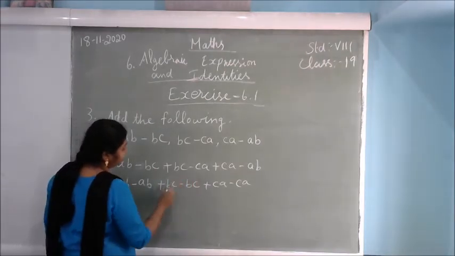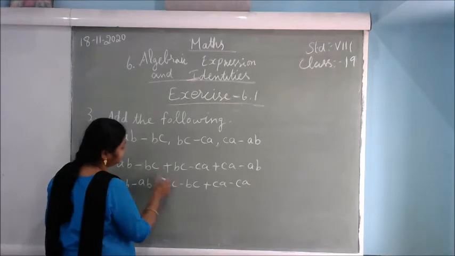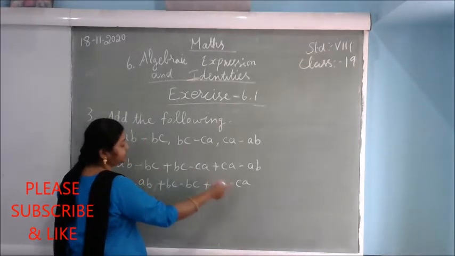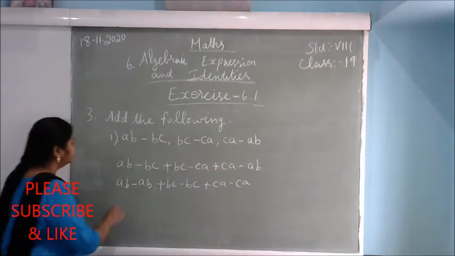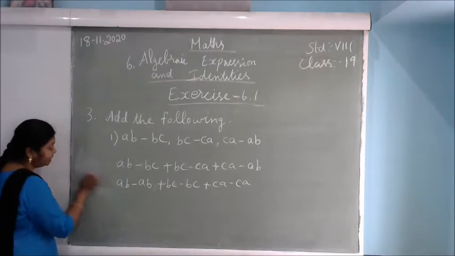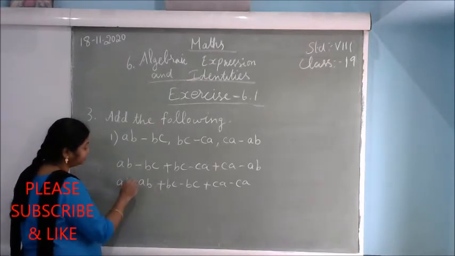Okay, plus BC I wrote first and minus BC I wrote next. Next CA I wrote this one and minus CA. So like terms I separated. See, 1 minus 1, what will you get as the answer? 0, no? In the same way, AB minus AB is also 0.